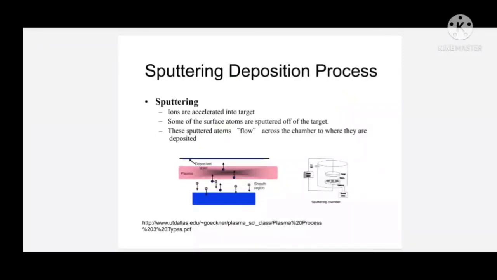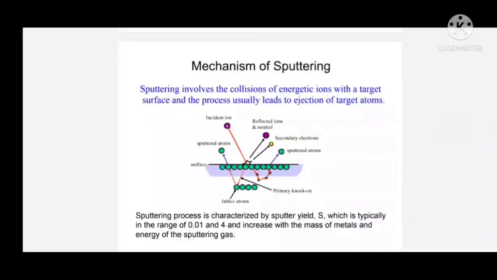We want to know about sputtering. Ions are accelerated into the target. Some of the surface atoms are sputtered off of the target. These sputtered atoms flow across the chamber to where they are deposited. Now I am saying about the mechanism of sputtering. Sputtering involves the collisions of energetic ions with a target surface, and the process usually leads to ejection of target atoms.